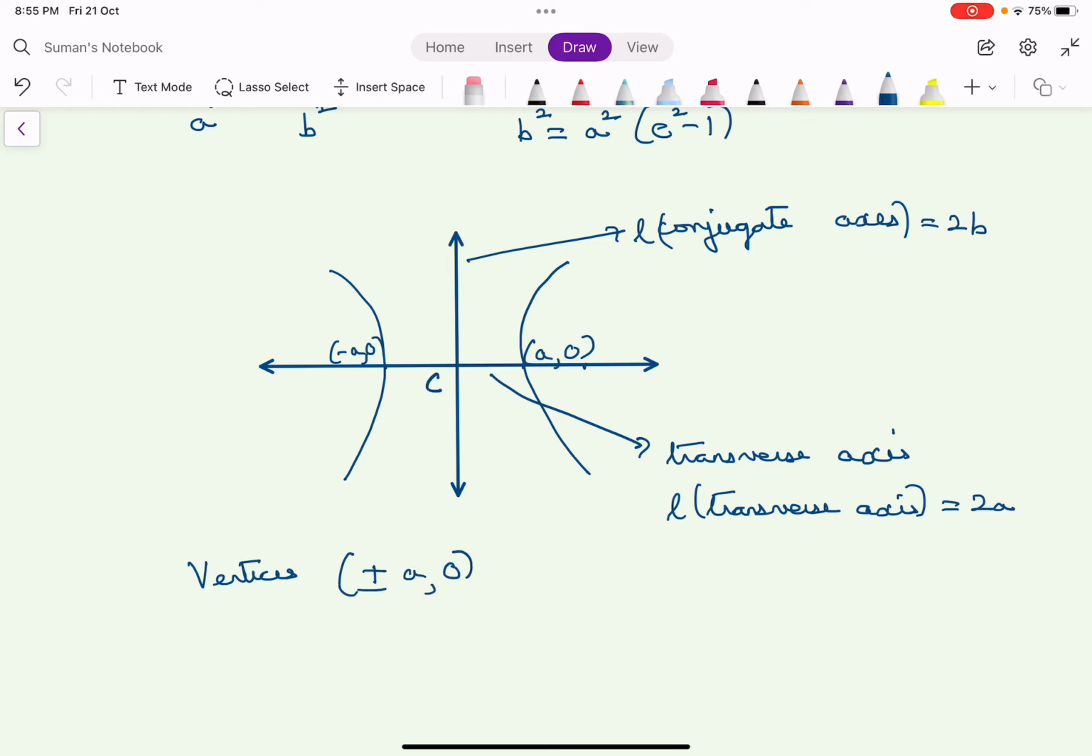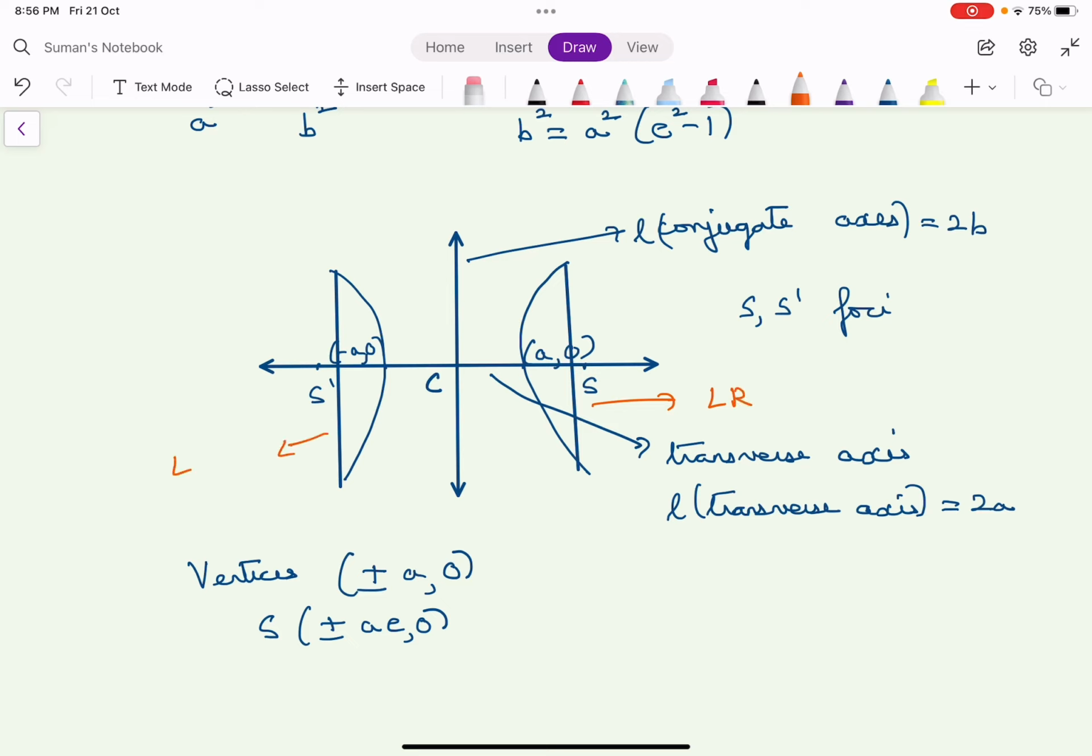You have two foci here, one to the right and one to the left. This is S and S dash. These are the foci, and S has coordinates plus or minus ae comma 0. Then you have the latus rectum, which is a straight line passing through the focus and perpendicular to the axis. So there are two latus rectum here. And the length of the latus rectum is given by 2b squared by a.